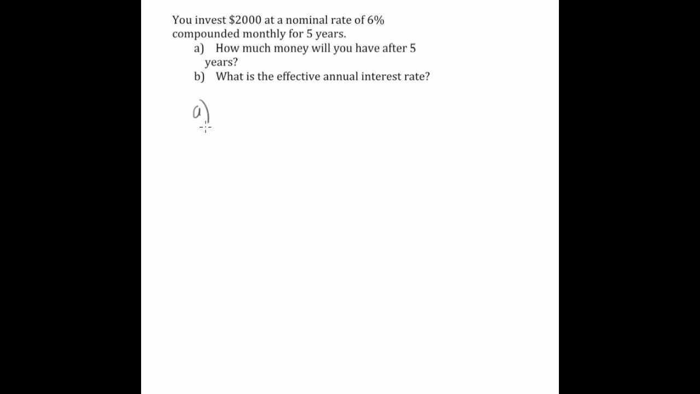To answer this, what we want to do is use the equation. Your balance is your principal times 1 plus your rate divided by n, where n is the number of times you're compounding, to the power of nt. So let's take this piece by piece, how we get values out of this. So first off, principal. That's the 2,000. So the first thing we're writing down here is the 2,000.